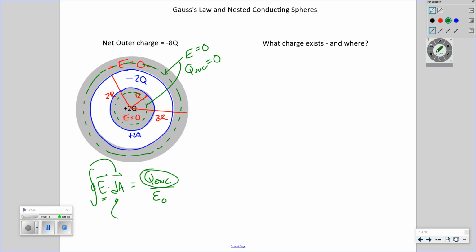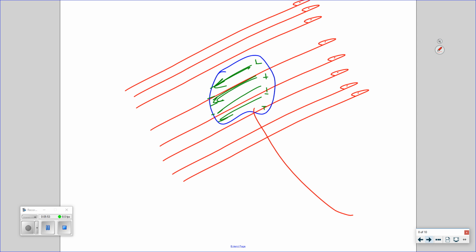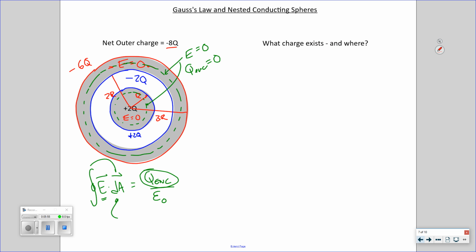Now, this outer conductor has a net charge of negative 8q, so negative 2q of the charge is on the inner surface. The outer surface contains charge negative 6q. You dig? I dig.